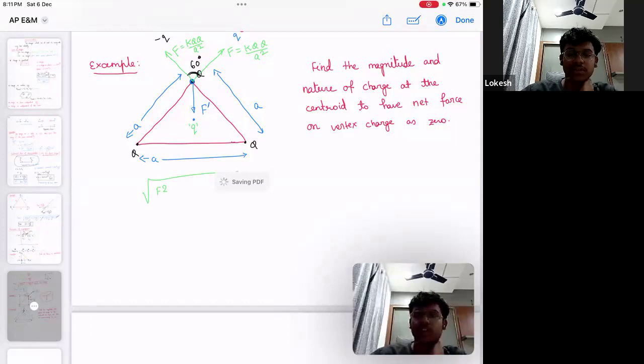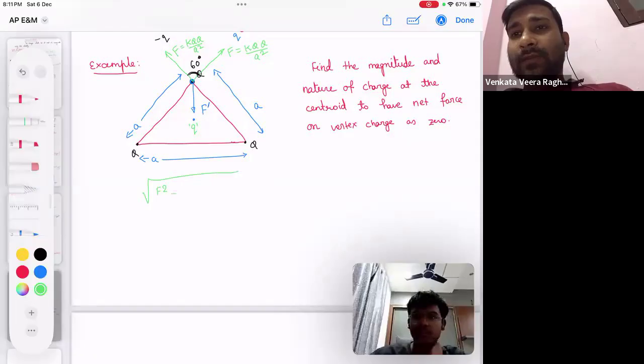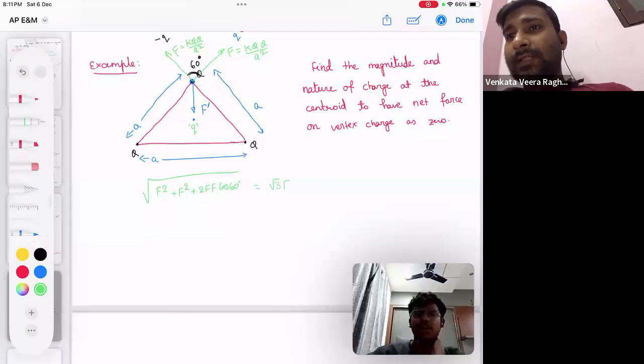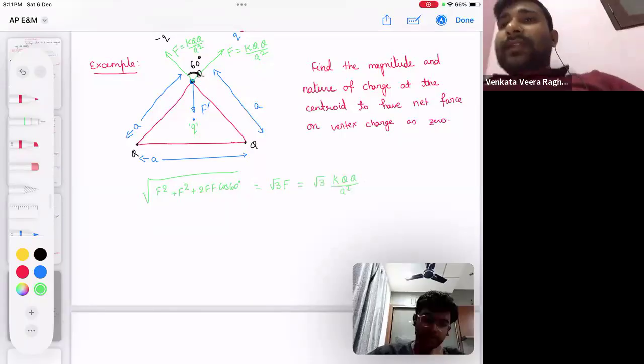Yes. And here the cos theta is going to be the angle between the vectors, which is 60 degrees. Okay, so can we use it here? F square plus F square plus 2FF cos 60. So we got it as what? Root 3 F. That means we can write it as root 3 k q1 q2 by a square. Now we have to balance that force with what?